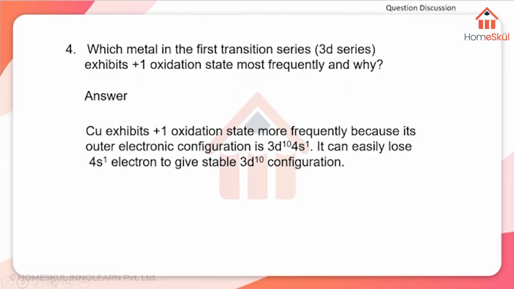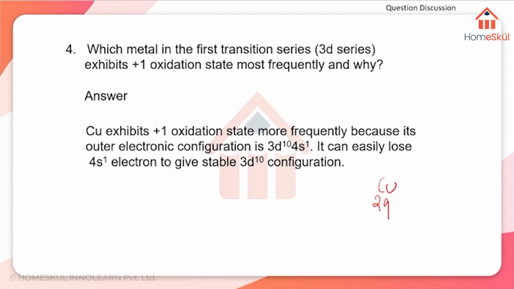Now we have another question. Which metal in the first transition series, that is the 3d series, exhibits +1 oxidation state most frequently and why? Our answer is copper exhibits +1 oxidation state more frequently. The atomic number of copper is 29, so it has an electronic configuration of 3d10 4s1.